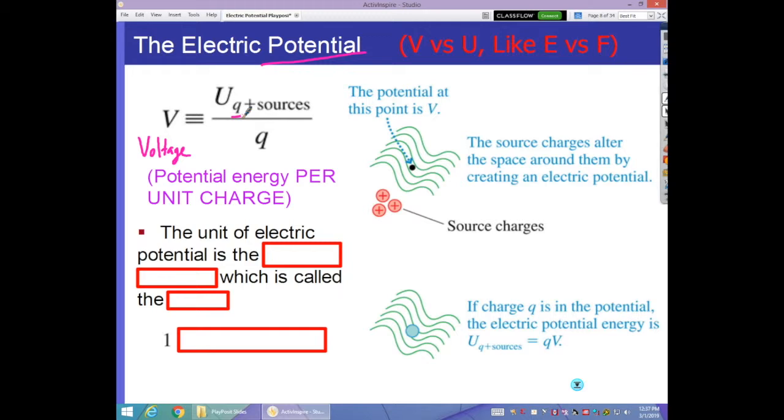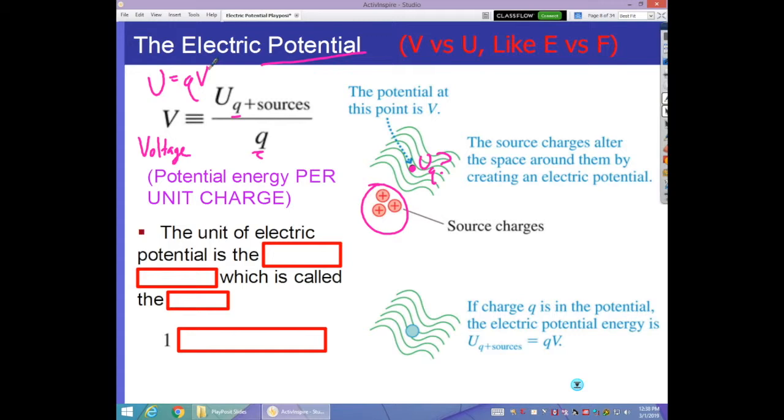It's basically saying if I have a bunch of source charges over here, and I put a test charge over here, I can figure out what potential energy this test charge Q would have because of the other source charges. And then if I divide away how much my test charge is worth, I get this very convenient number, which is just my potential energy per unit charge. So if I rearrange this a little bit, our potential energy is just Q times V.